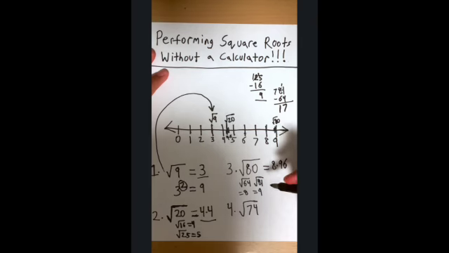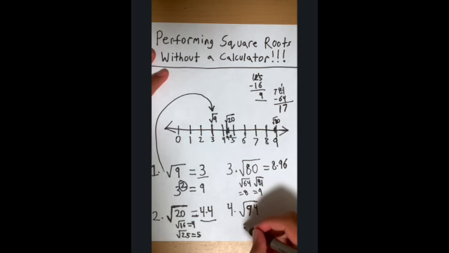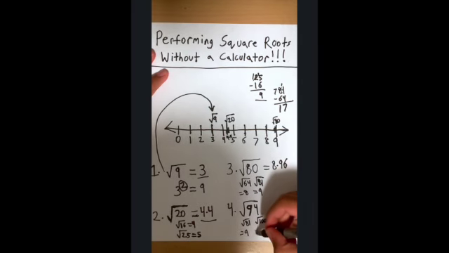74. Actually, no, not the square root of 74. Let's say, for example, the square root of 94. Let's do the square root of 94. Alright, so I know that 94 is in between the square root of 81, which is equal to 9, and the square root of 100, which is equal to 10.